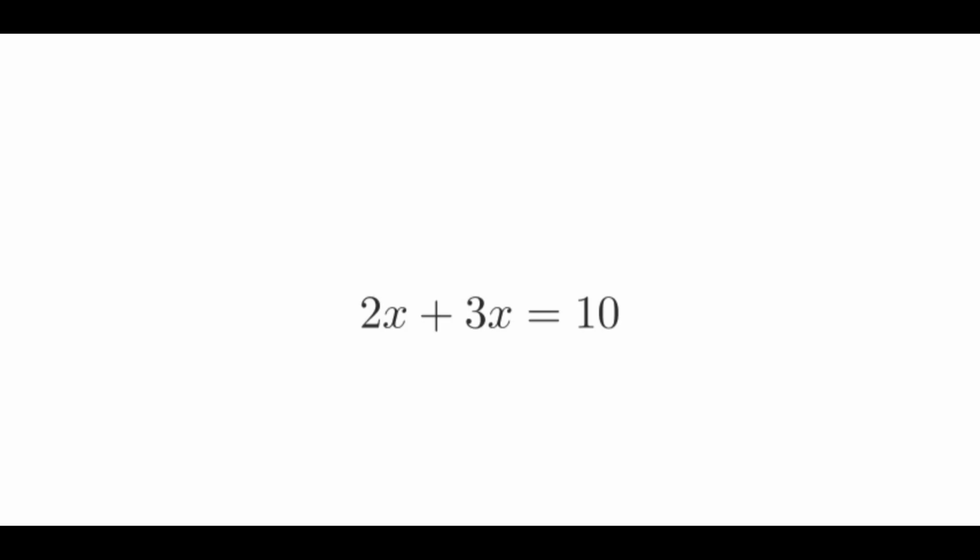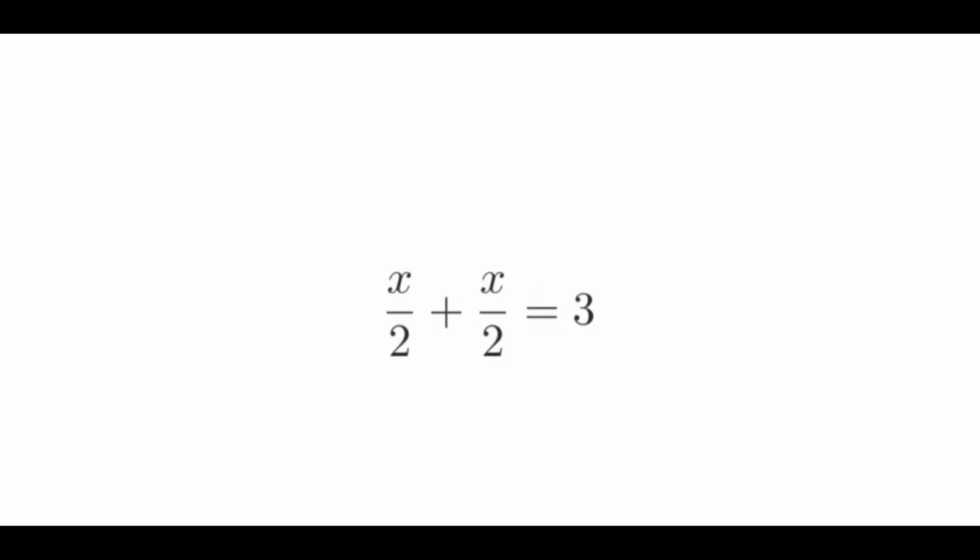2x plus 3x equals 10. Now we just use our standard algebra steps, combine the like terms on the left side. And then, divide both sides by 5 to isolate x. And there you have it, x equals 2.